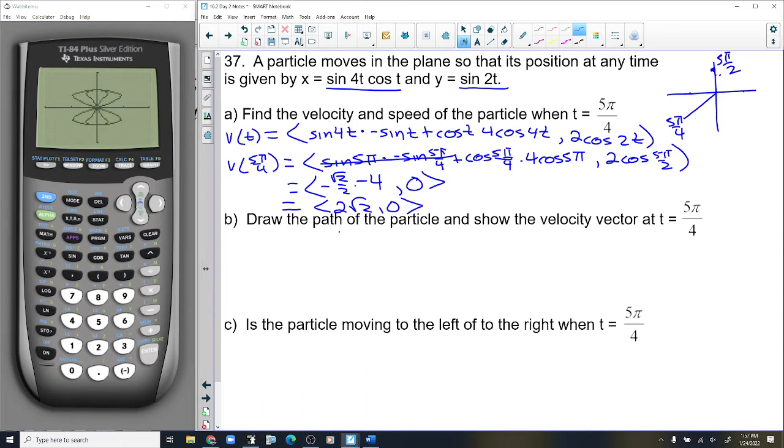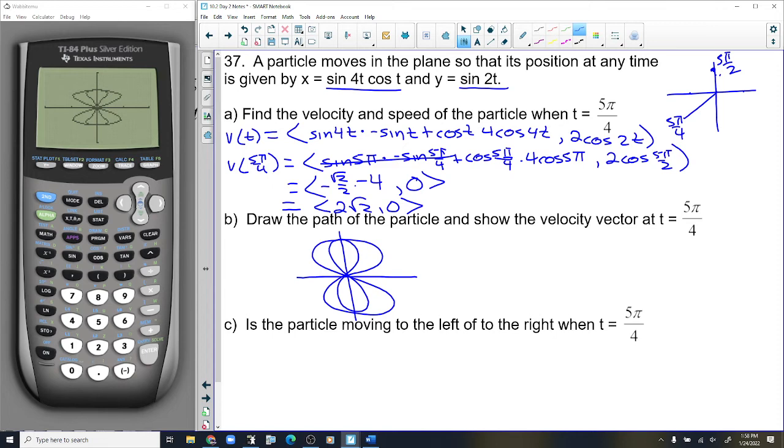All right, let's sketch this thing. We have kind of this big hourglass and then this little hourglass. Something like that. I know you can do that. I know you can graph that. Really, what does letter C mean? Oh, no, letter B, we're still on B. Draw the path of the particle and show the velocity vector at t equals 5 pi over 4.